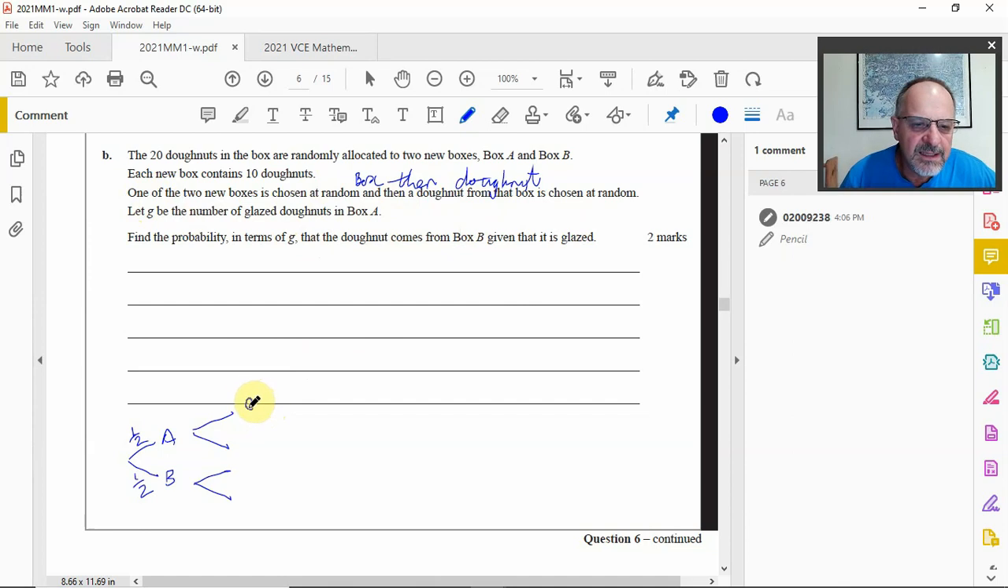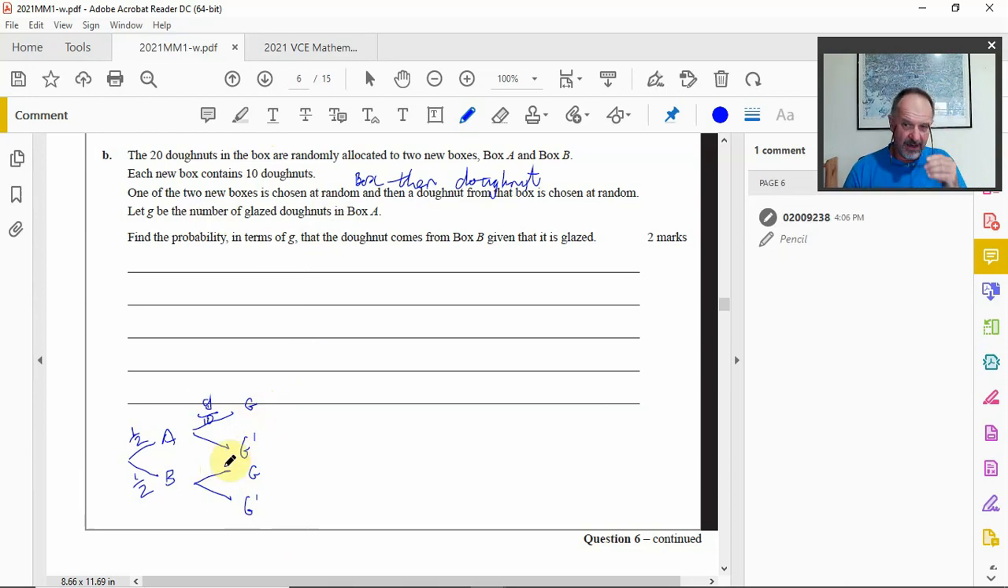We're interested in glazed donuts and not glazed donuts. So in box A, we're told there's G glazed donuts, that's the number, and of course there's 10, so that's G out of 10. All right. Then we move to the next one, box B.